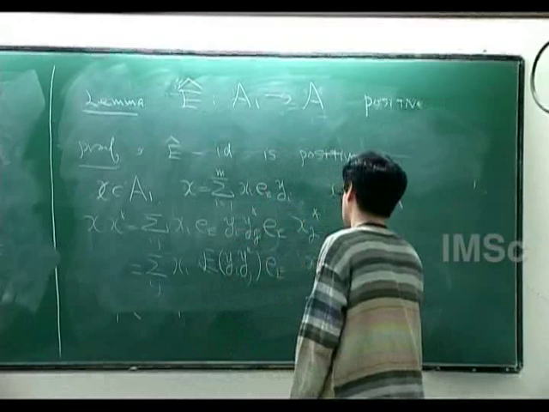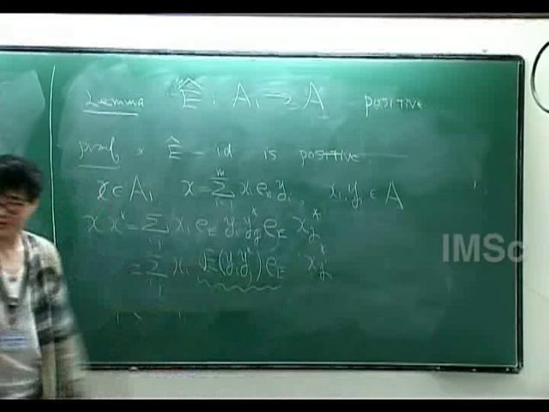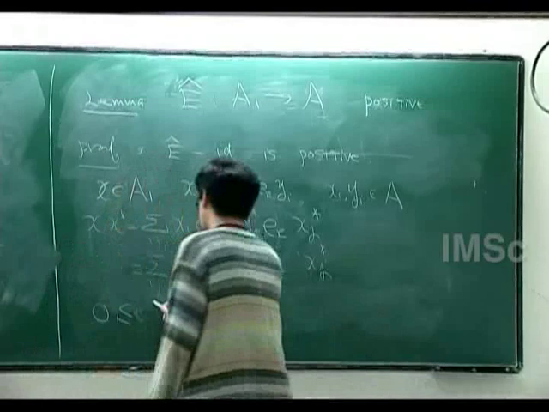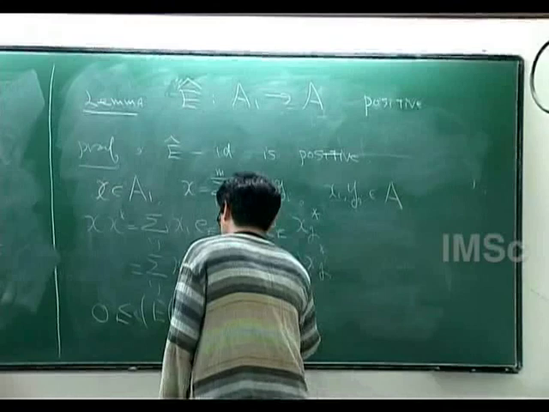So let's consider this part. Then, well, as a matrix, this is a positive matrix. And since this belongs to B, it commutes with this projection. So as a matrix, we have this inequality. So let's put E here. We have this inequality as a matrix.